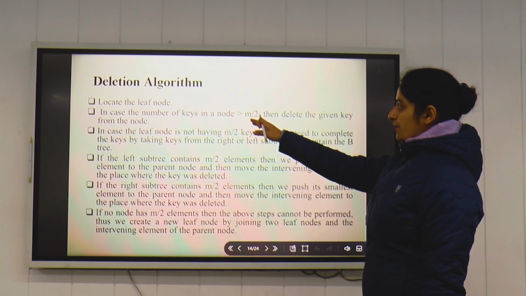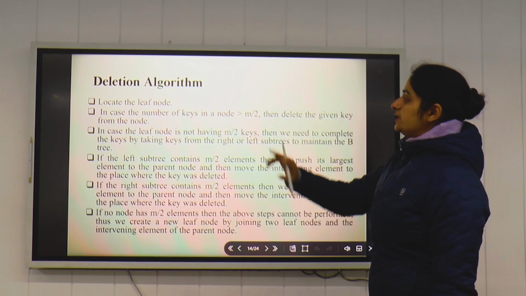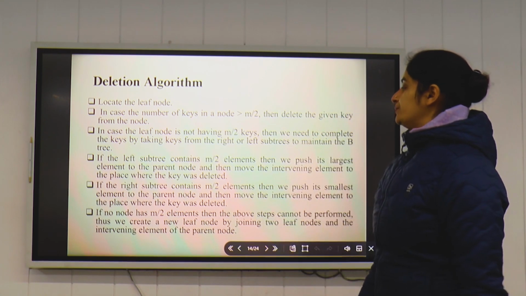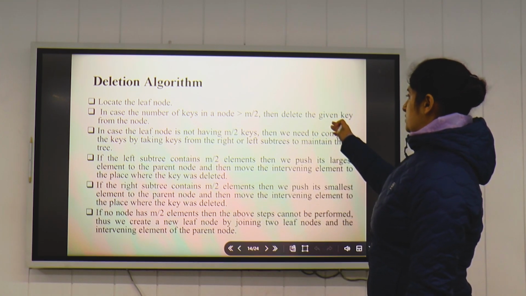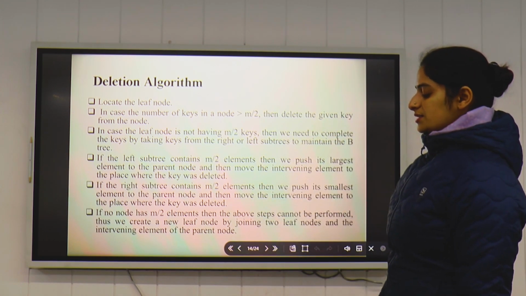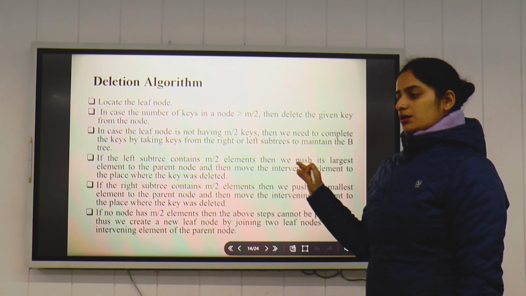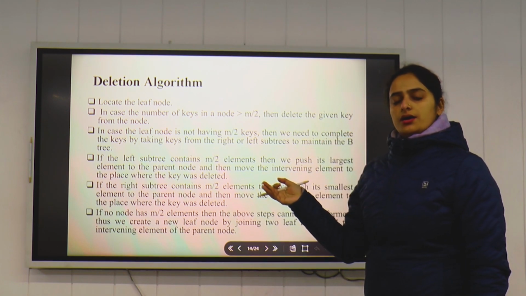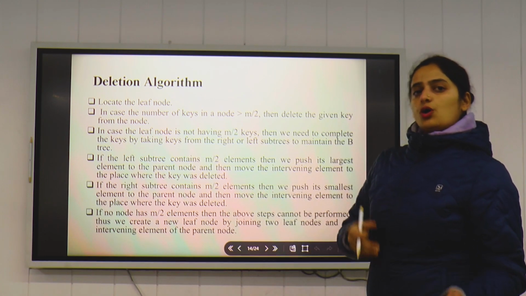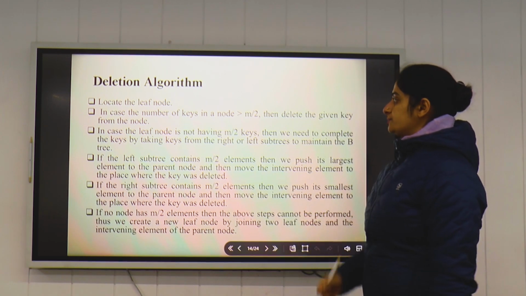So in case the number of keys in a node is greater than m by 2, then delete the given key from the node. If such a condition happens, we directly delete the given target key from that structure. So if I select a node with the highest number of keys, I can directly delete the element from there without searching in the left or right arrangements.